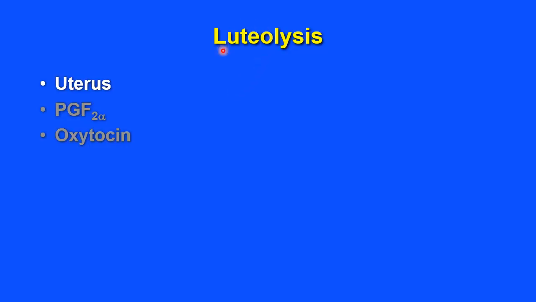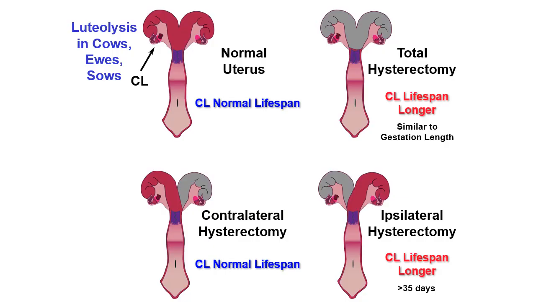Luteolysis is the regression of the CL, and there are various factors that will influence luteolysis. Let us first talk about the role of the uterus in luteolysis. This is a diagram of the effect of uterectomy, or the removal of the uterus, upon the CL and the estrous cycle in the ewe. So these experiments were done and we get similar effects in the cow as well as in the sows.